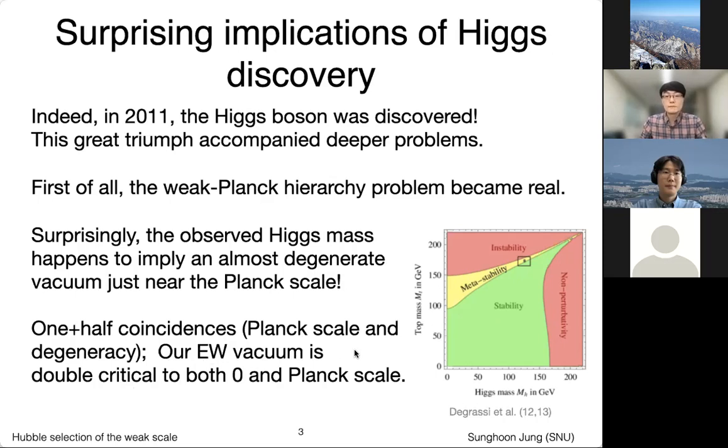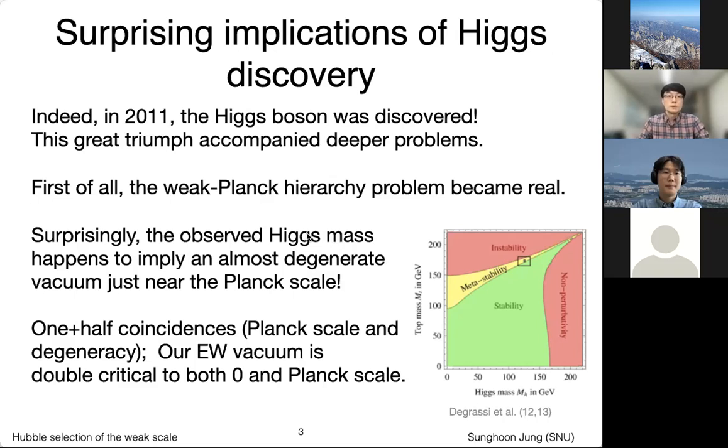That also means that our vacuum is doubly critical, to both zero and the Planck scale. When the Higgs VEV is zero, we have electroweak symmetry breaking, a phase transition, so that's a critical point. But also when the Higgs VEV or Higgs mass scale is the Planck scale, we have another degenerate vacuum a little bit far away in energy scale. So our vacuum may have a first order phase transition to another deeper vacuum. So the Planck scale can be thought of as another critical point in the energy scale. Okay, so our vacuum and our universe may live near some critical points.